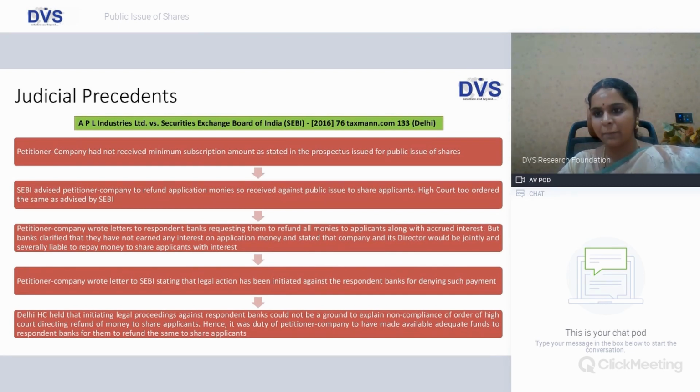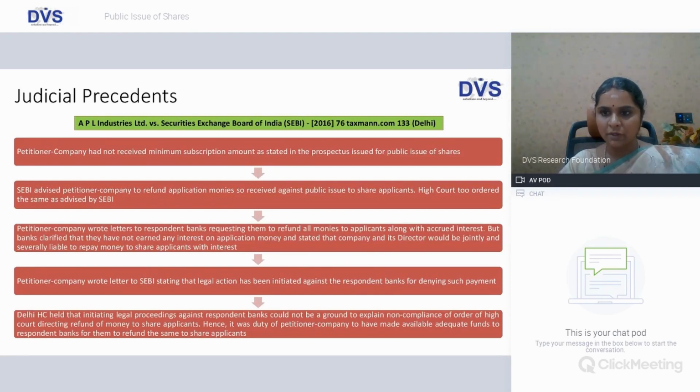The petitioner company, APL Industries, had not received the minimum subscription amount as stated in the prospectus. SEBI had advised this company to refund the application money so received, and this was also seconded by the High Court. The petitioner company had written letters to respondent banks requesting them to refund all monies to the applicants along with accrued interest. But there was a dispute because the bank clarified that they had not earned any interest on the application money and stated that the company and directors would be jointly and severally liable, and the bank, being the respondent, would not be accountable for making the interest payment.